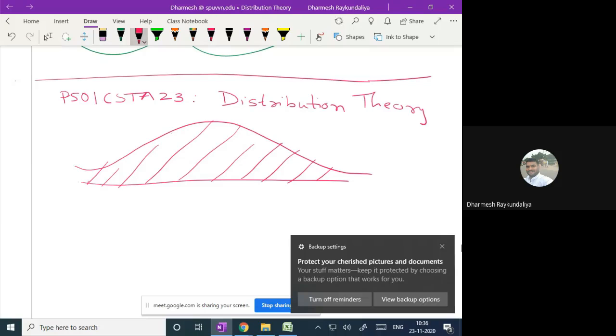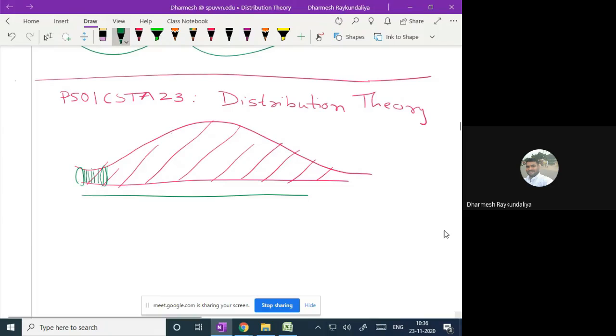You are simply dividing this particular area into small strips. They are nothing but rectangles. Then you find out the area of this strip, area of this strip, and then the sum of all strips gives the area under the curve.